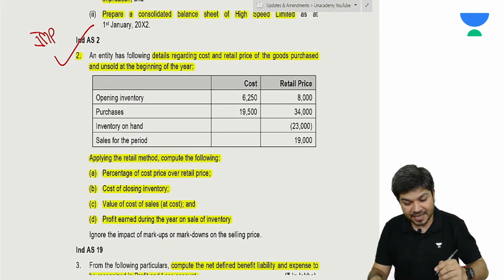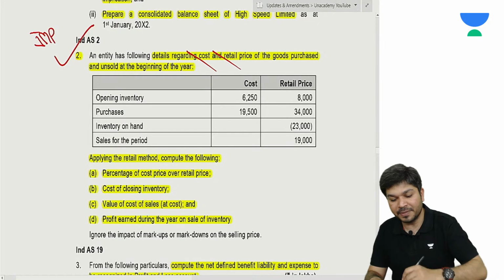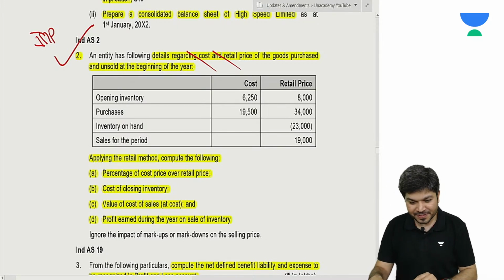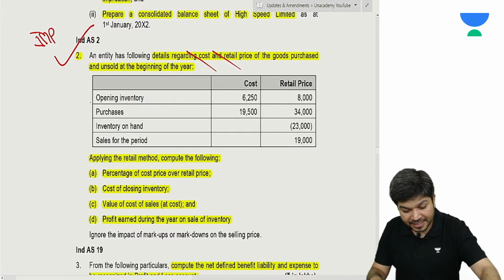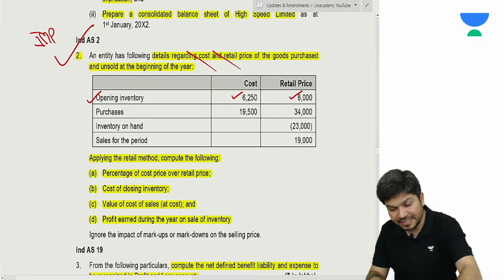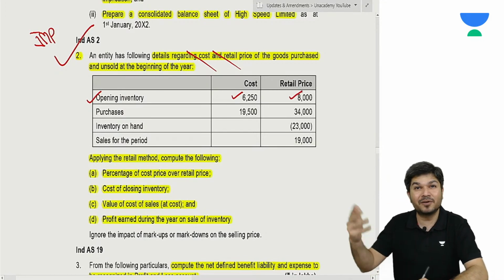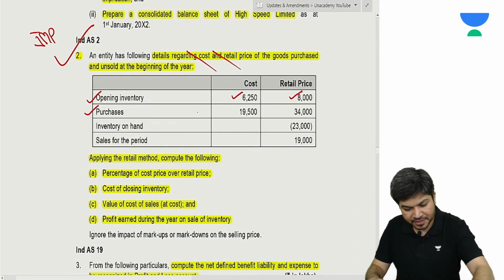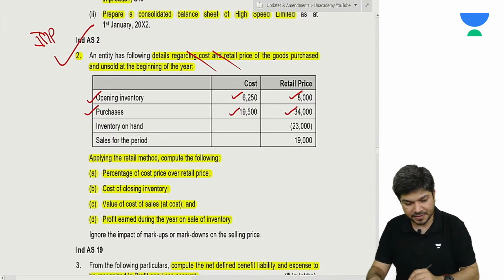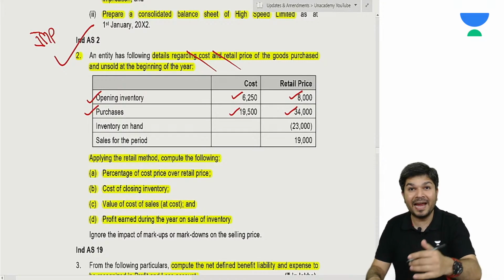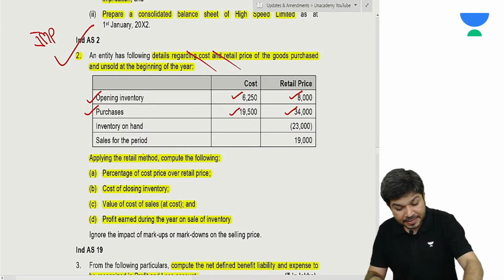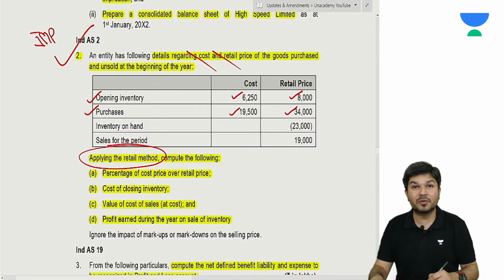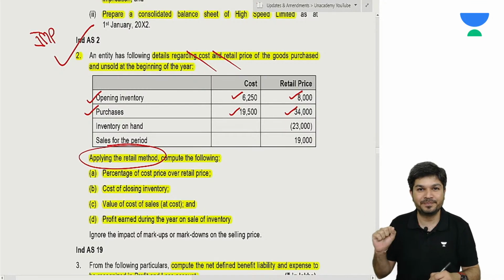Okay, details regarding cost and retail price. The cost is given, the retail price of goods purchased, goods unsold at the beginning of the year is given. The opening inventory, cost is this, retail price is this. Retail is kind of selling price. Purchases, cost is this, retail price this. Then you have some inventory on hand, you have sales for the period. Apply retail method. Now, this is a question on your Ind AS 2.